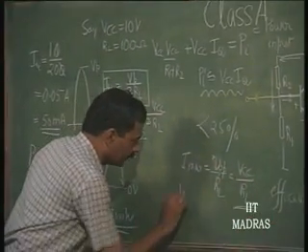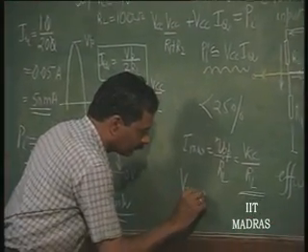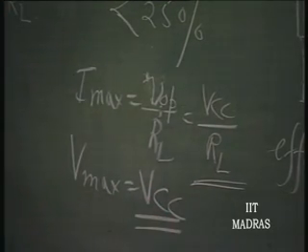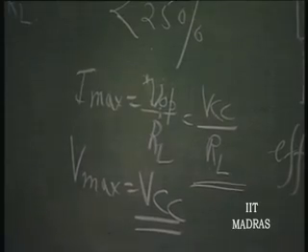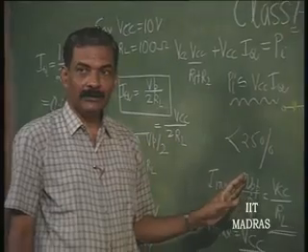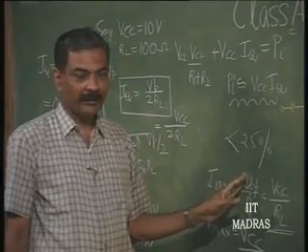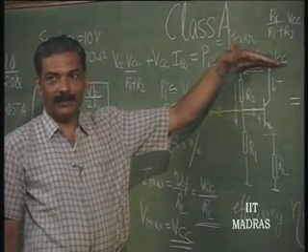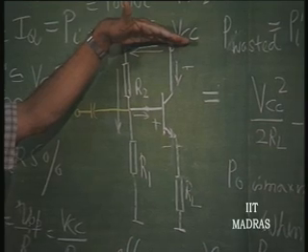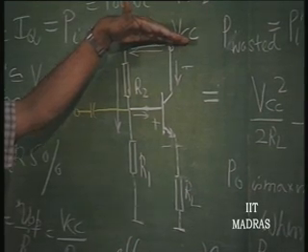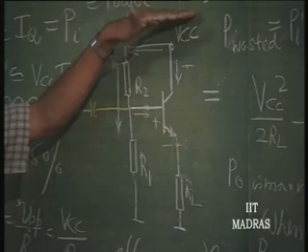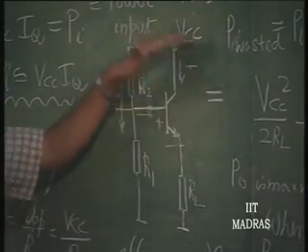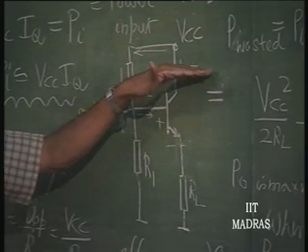So, maximum voltage and maximum power are going to be determined by this. VCC squared divided by 2 RL is the input power. Half of it is going to be VCC squared divided by 4 RL. That is the maximum power to be dissipated in the transistor.